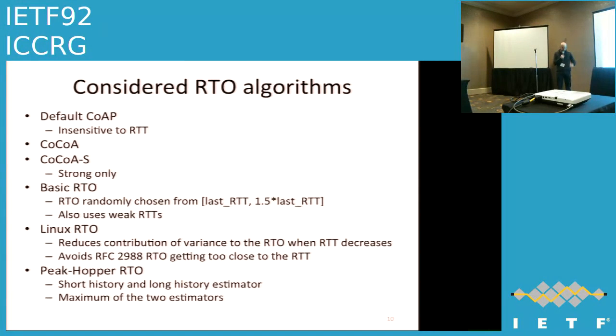And also, we have considered two additional RTO computing schemes, which have been designed for TCP. The first one is Linux RTO, which aims at reducing the contribution of variance to the RTO when the RTT decreases. Also, it avoids the problems of the RFC 2988 RTO, which is sometimes getting too close to the RTT. So the aim is to avoid spurious timeouts. On the other hand, the Peak Hopper RTO algorithm runs two estimators in parallel, the short and the long history estimators, and then applies the maximum of the two. This means that when there is an RTT peak, the RTO is high, and then a decay is applied, but then the long history estimator dominates and also tries to avoid the RTO getting too close to the RTTs, and thus tries to avoid spurious timeouts.